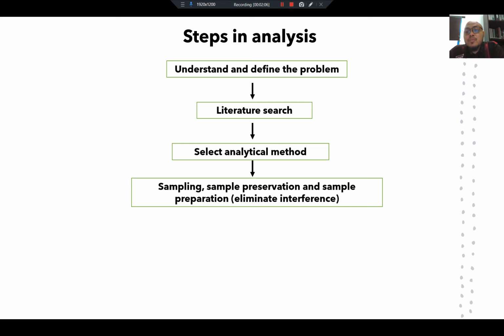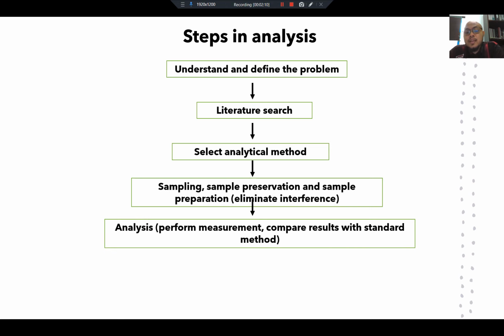Then of course you start the sample preservation or sample preparation. Most of it, we would like to eliminate interference. Remember that in fire analysis, it's not really important for us to identify the quantity. The most important thing is that we can confirm the presence of that particular accelerant. Then after we have done the sample preparation, we perform the analysis.